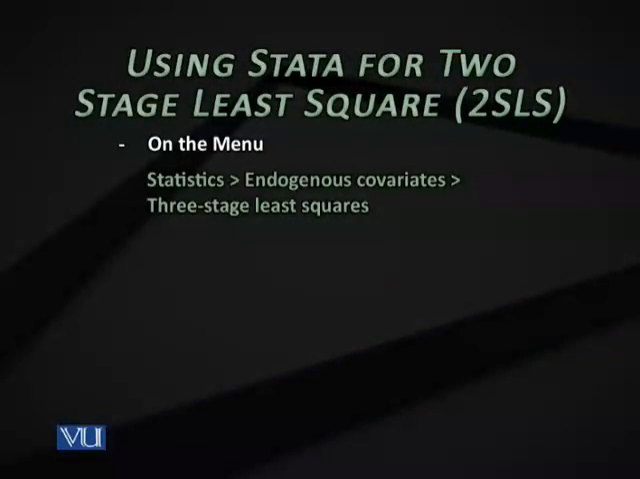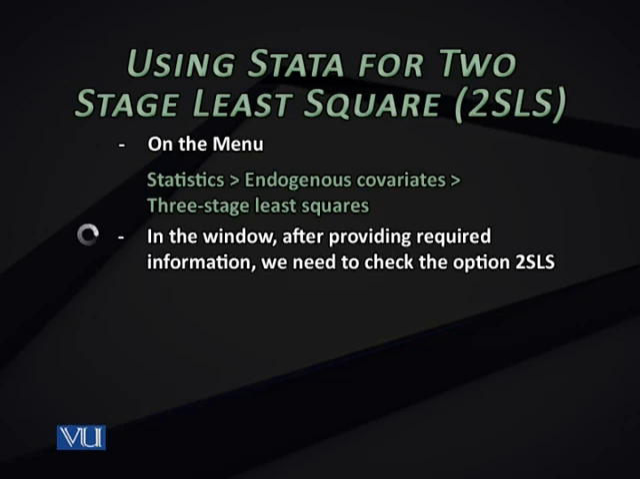So first look at the screen where I have given the procedure to use the user interface. You will click on statistics and a small list will open in which you will click on endogenous covariates. Another small list will open. You will select three-stage least square. A small window will appear requiring some information about the variables. You will provide that information and you will also check the option 2SLS. If you don't check that option, you will get 3SLS estimates. Presently you want 2SLS estimates, so you will check that option and then say OK. You will get the results.